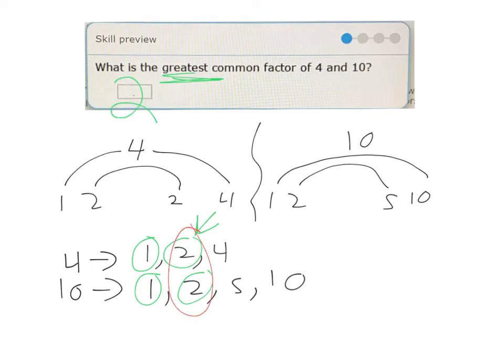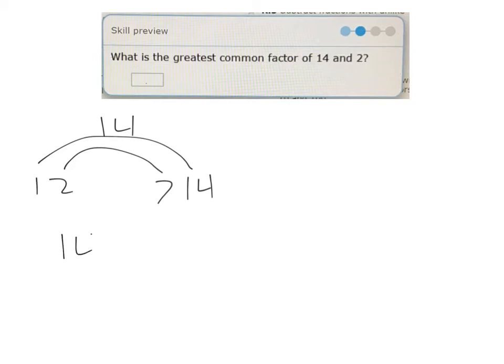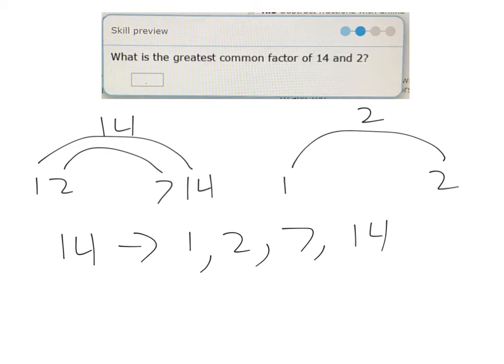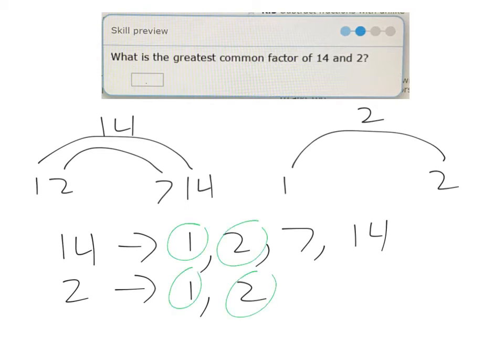That's all it is. In this example, we're looking for the greatest common factor of 14 and 2. So I write 14, my factors are 1 and 14, 2 and 7, 3 no, 4 no, 5 no, 6 no, which brings us to 7. So that's it for 14. 1, 2, 7, 14. Factors for 2, we know this is a prime number, really straightforward, 1 and 2. Common factors, 1, 1, 2, 2. The greatest one, again, is 2.